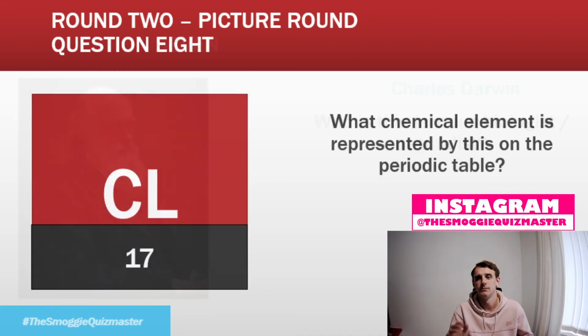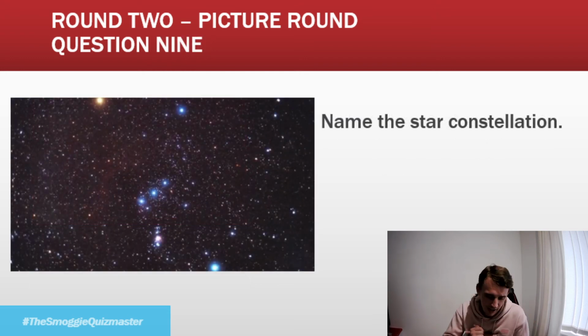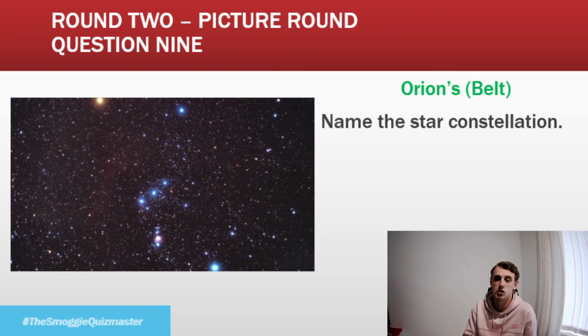Question 8. What chemical element is represented by this on the periodic table? It is chlorine. So well done if you got chlorine. Question 9. Name the star constellation. Hopefully it's the most famous one that everybody has heard of. It is Orion's. So that there is the Orion's belt. The 3 stars next to each other, and these ones here are all included, and they join up somehow like that. So yeah, it is the Orion's belt.